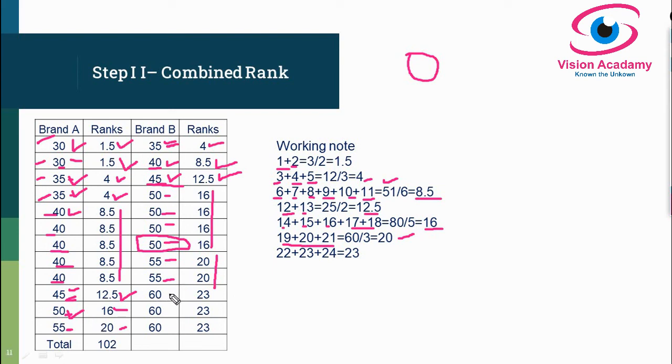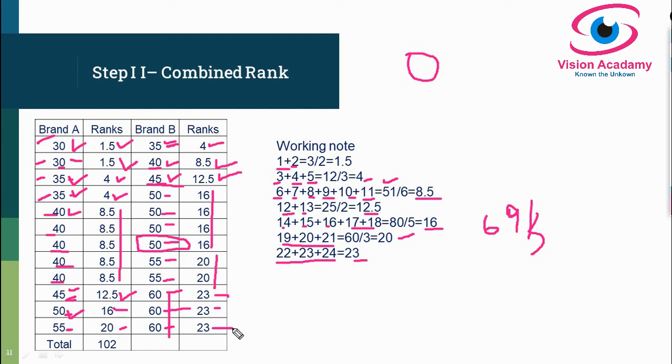In brand B we have some values left, that is 60, 60, 60. So this 60 position is 22, this 60 position is 23, this 60 position is 24. Since there is a tie, I will add these 22, 23, 24 and divide by 3. 22 plus 23 plus 24 will be 69. 69 divided by 3 will be 23. So here 23, 23, 23.